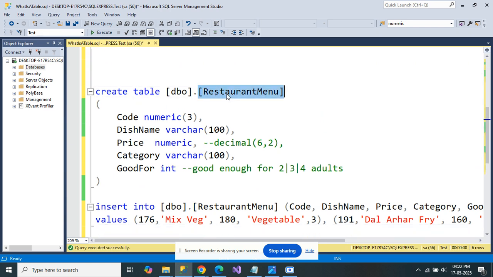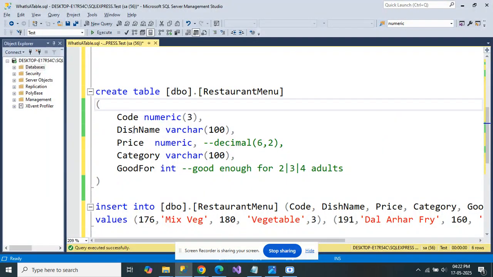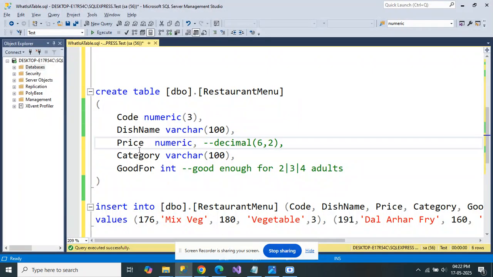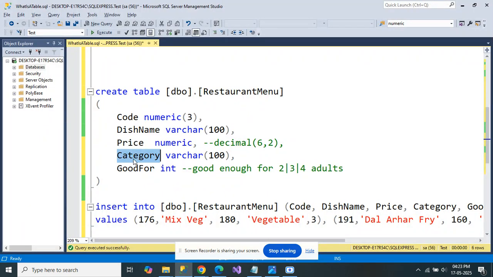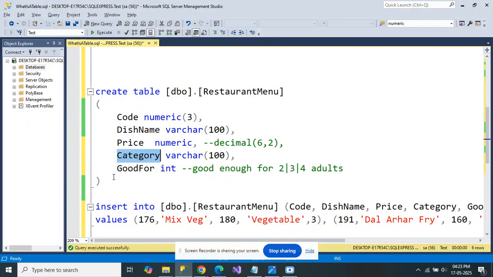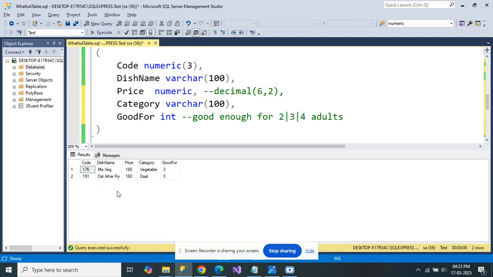I have created a table called restaurant menu. I have taken a few columns: code, which will be the dish code, then dish name, then price. Now I have taken two more columns, one called category and one called good for. This is an extra column which we don't see in the menu. In category we can say vegetable, salad, papad. So this is how we have created the table, and this is how I have inserted a few data. Let's see how this data looks now in a database table.